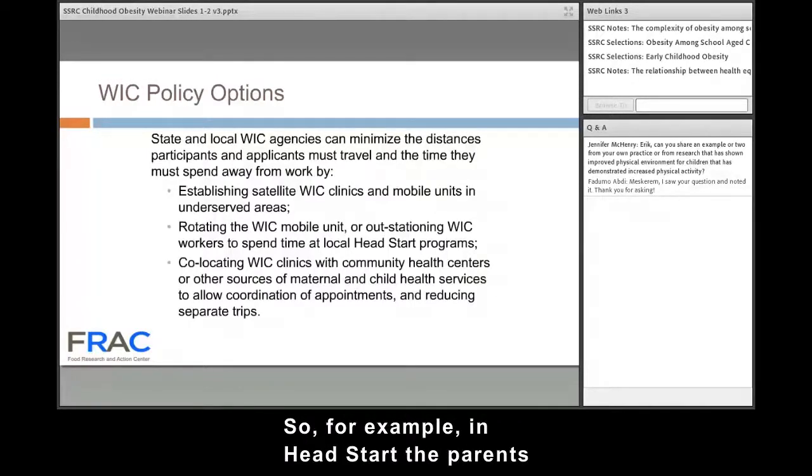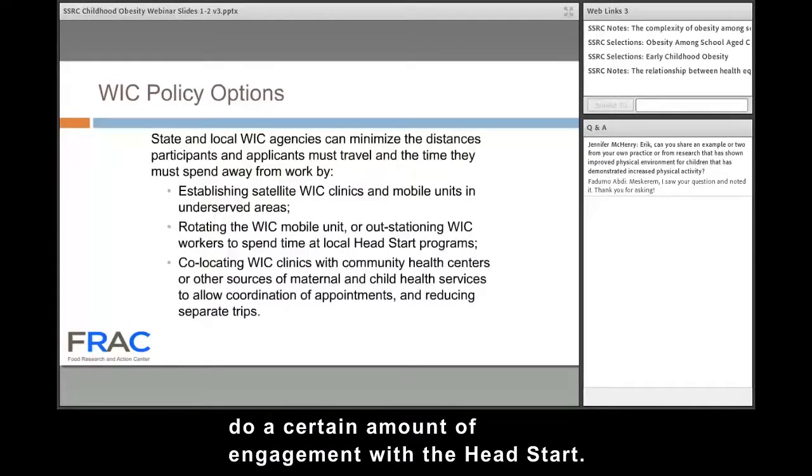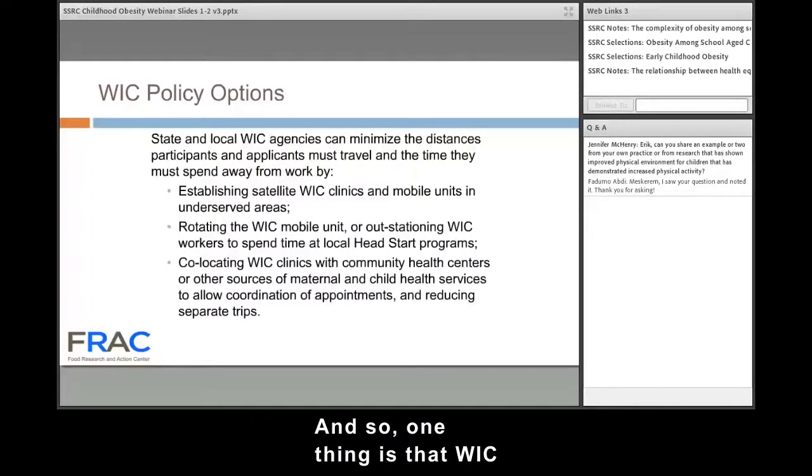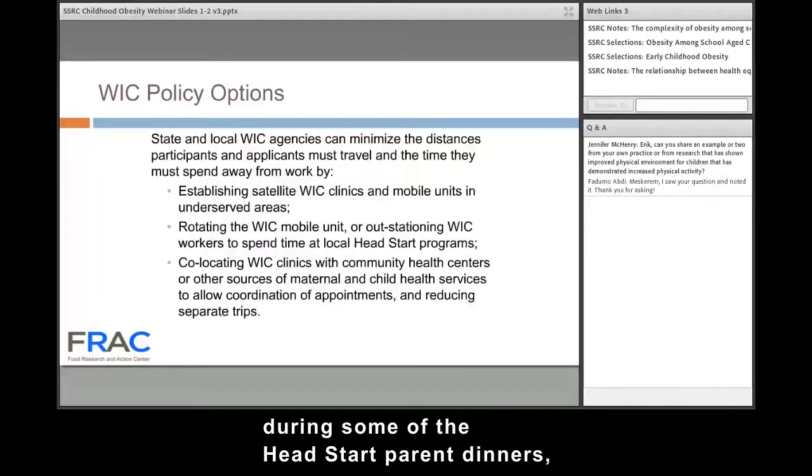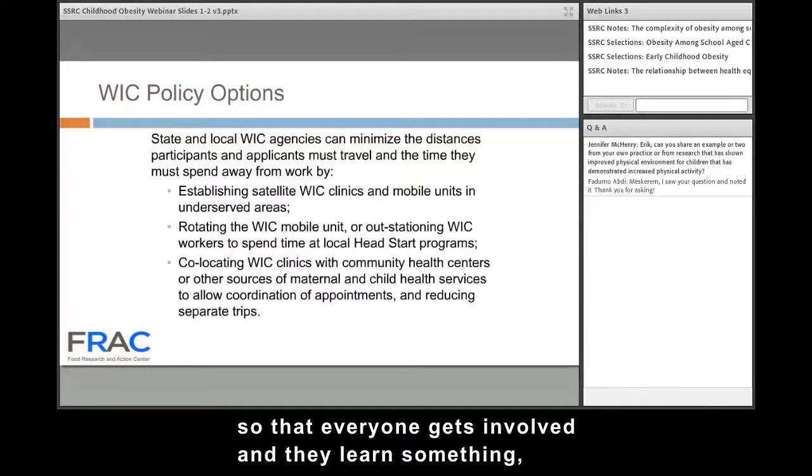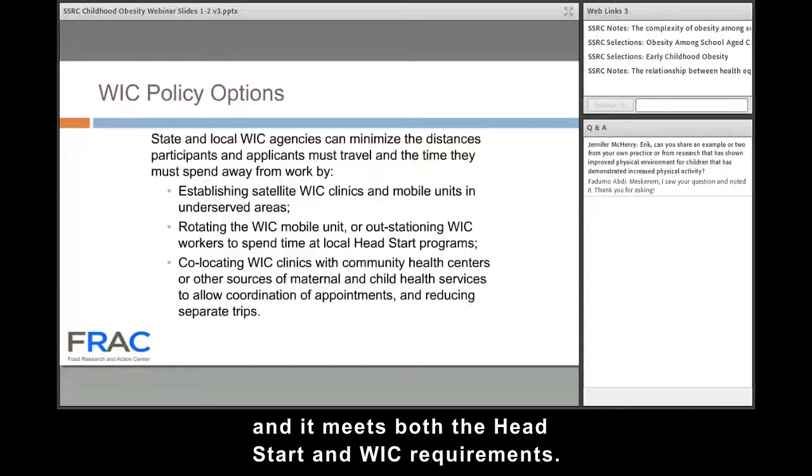So, for example, in Head Start, the parents do a certain amount of engagement with the Head Start. And so one thing is that WIC can come and do nutrition education during some of the Head Start parent dinners so that everyone gets involved and they learn something, and it meets both the Head Start and WIC requirements.